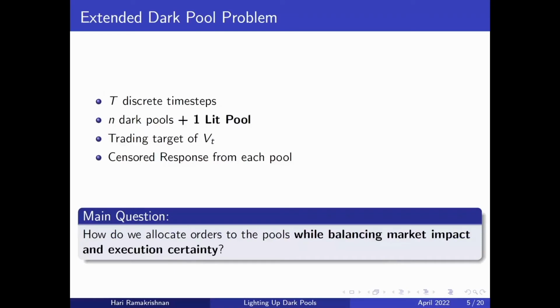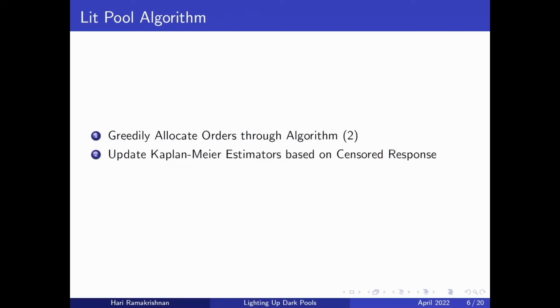We make an extension to that by adding a lit pool to this problem as well. So now we have a lit pool where we know how much we can trade, but we also introduce a market impact model in this. So now our question is, how do we allocate orders to these n dark pools plus the lit pool while balancing the market impact when we trade in the lit pool with the execution certainty that we would get in this case? So an algorithm that we have to solve this, ultimately we can break it up into two steps. We're going to have a greedy allocation of orders that we'll describe in a bit. And the way we're going to keep track of the distribution of liquidity is through a Kaplan-Meier estimator for censored data. So we'll talk about that first.